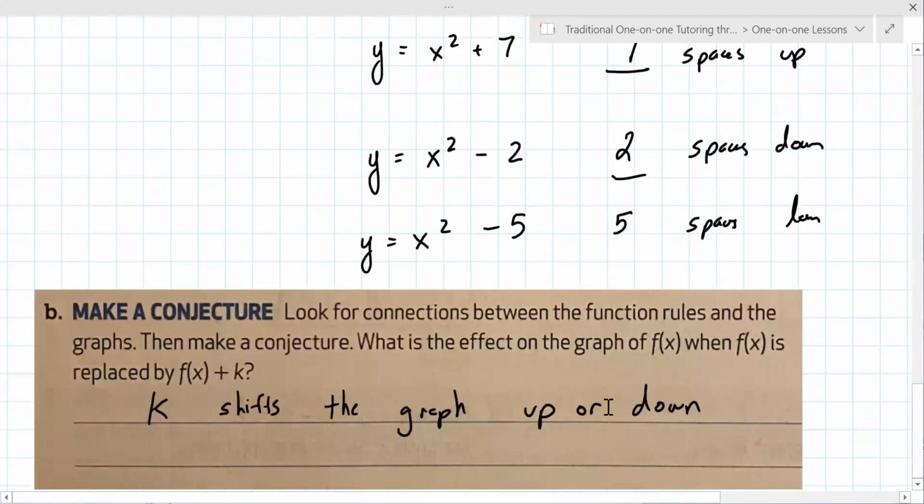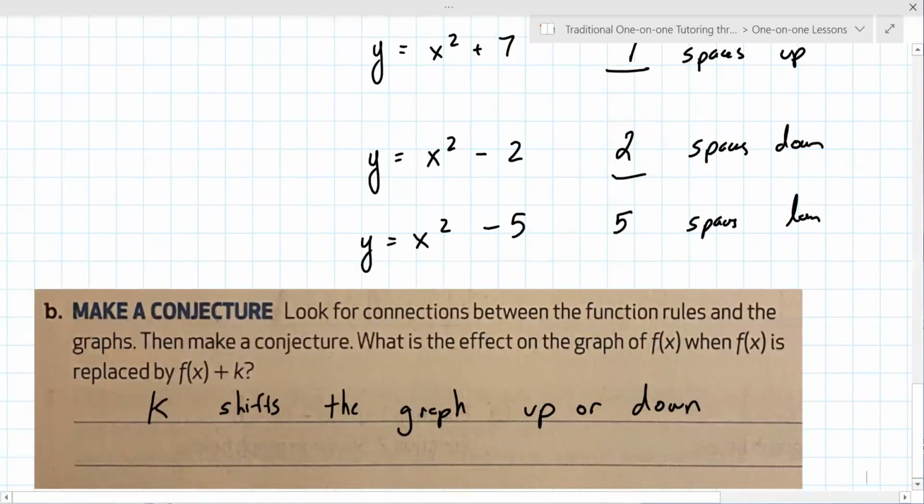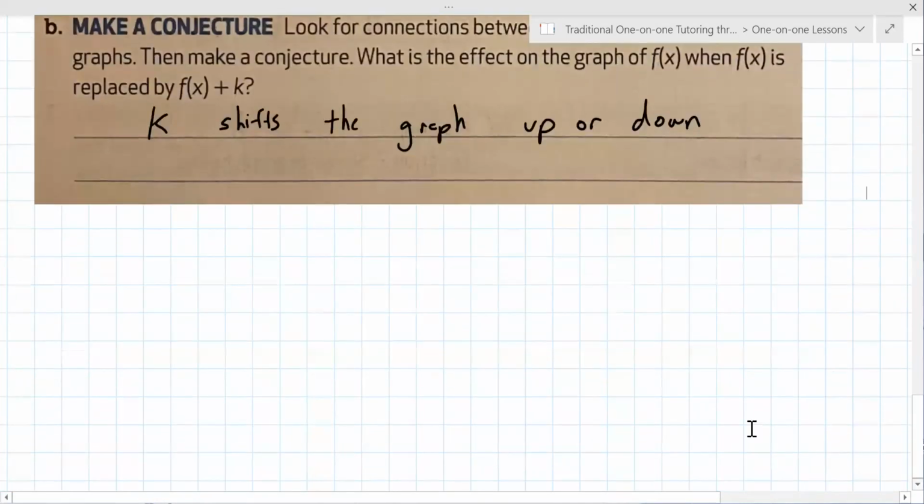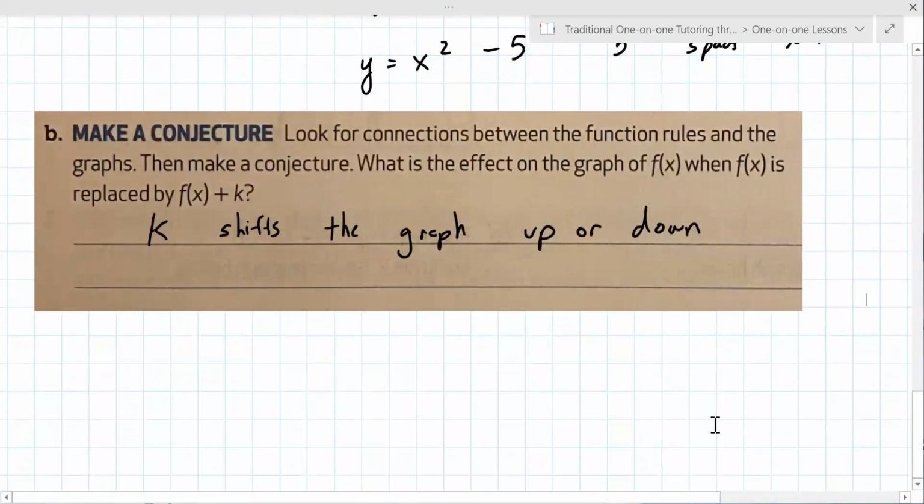Let's move past this because you actually do understand B. It's just that they chose to make it symbolic, which I know is challenging for students. So you have a choice again. You can either write this down and we can move on to C, or we can spend more time talking about B if you would like. So K shifts the graph up or down. Yes, I have to write that. That's what you have to write. Yes.